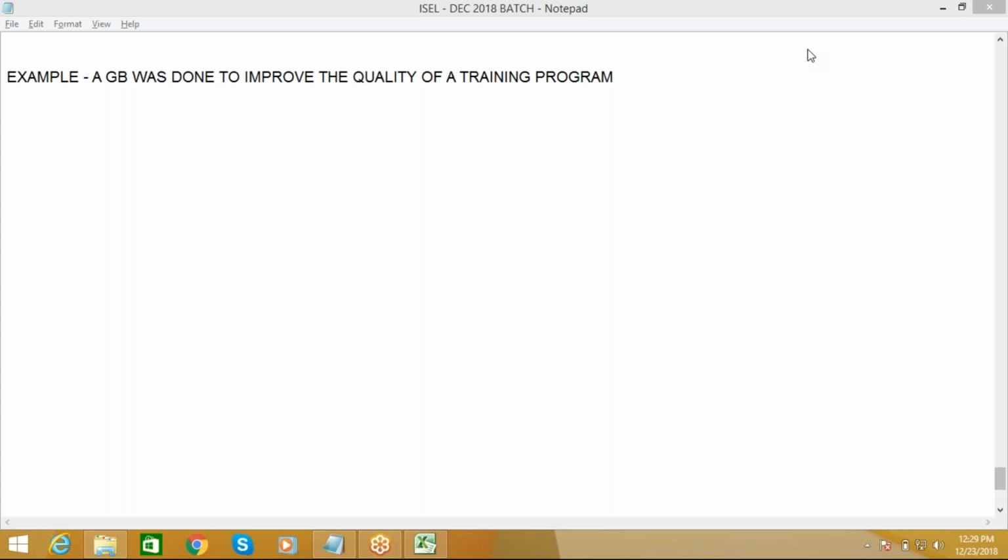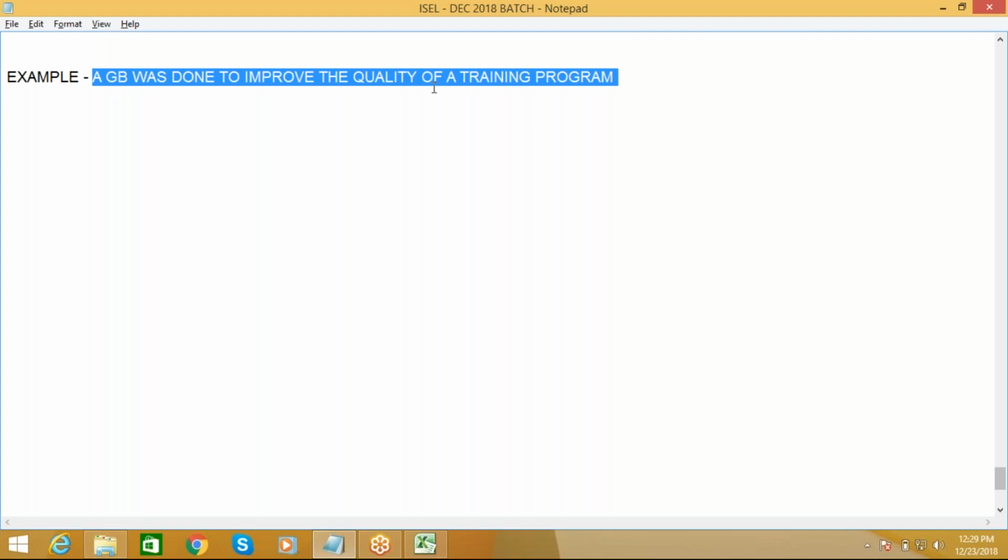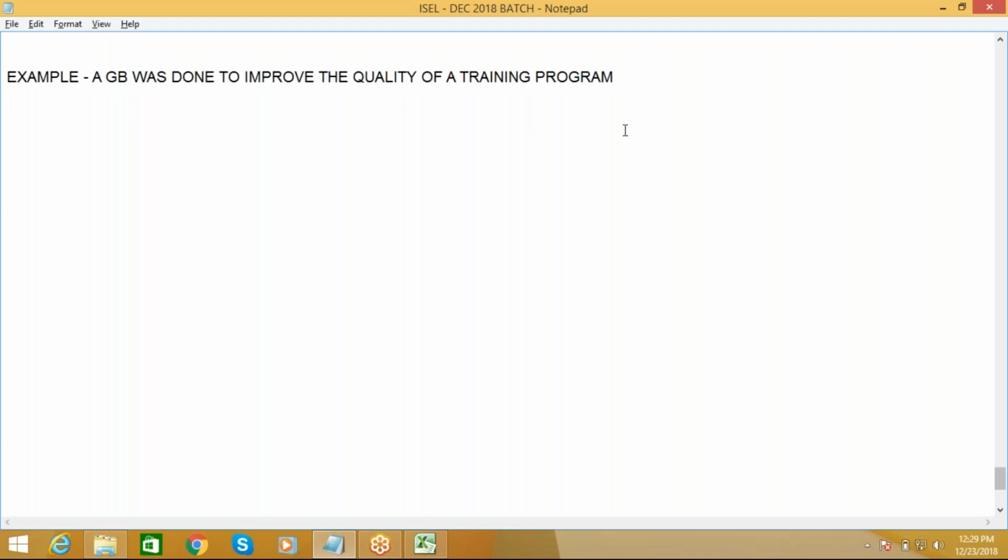So I'm repeating, Arjit is the operations manager. I'm the quality manager. Both of us are working on a project which was done to improve the quality of the training program. Now, after the project is done, we have the results and Arjit says that yes, we have been successful in making an improvement. The new training program is much better than the old training program.